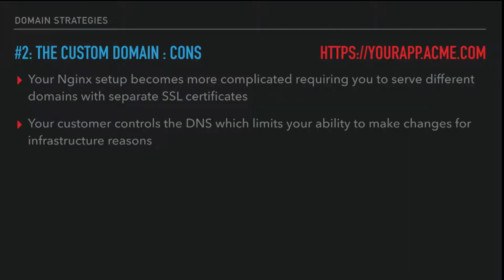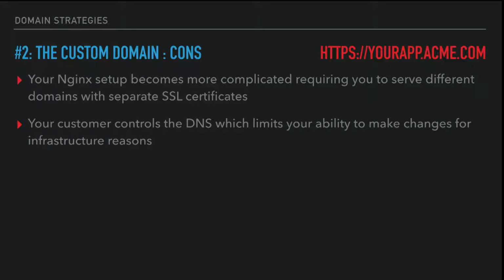The first would be that your Nginx setup becomes way more complicated. You have to start serving multiple domains, multiple SSL certificates. You can use, for instance, Caddy to reverse proxy this and send it through, but it still adds a lot of complexity to your application. And the second is your customer controls that DNS, which limits your ability to make changes, IP address changes, or taking servers out of rotation, things like that. So you would have to have access to that, or have some agreement with them where you give them 2 weeks' notice and they change those IP addresses or something.